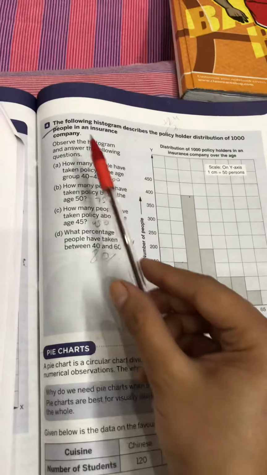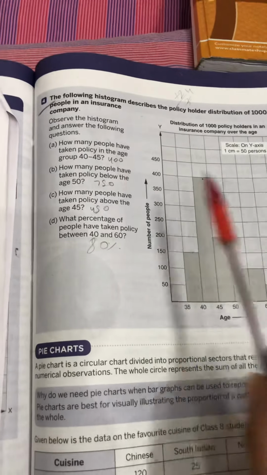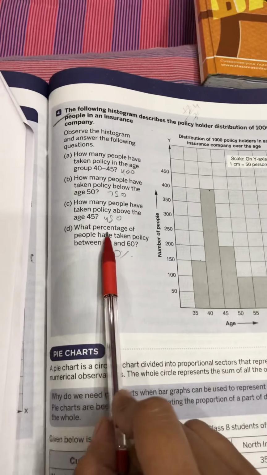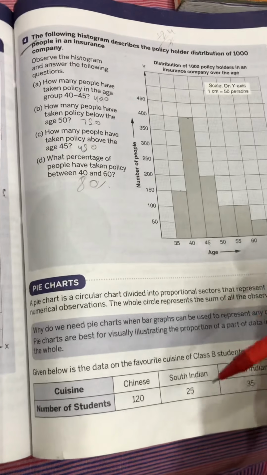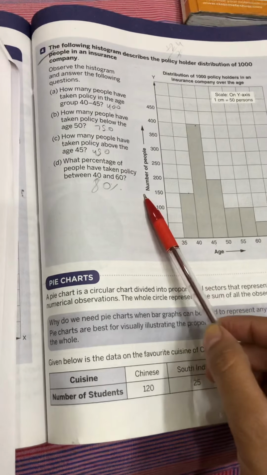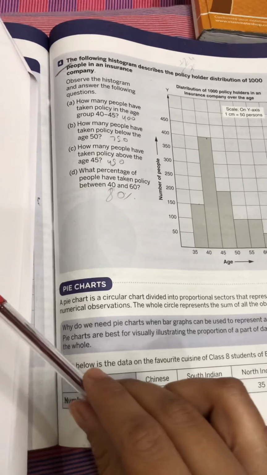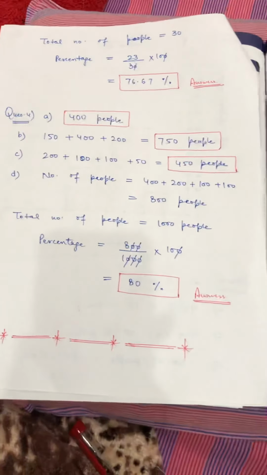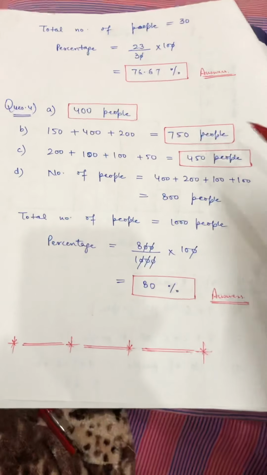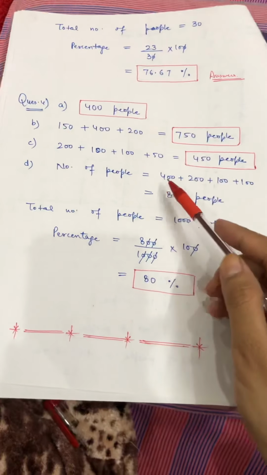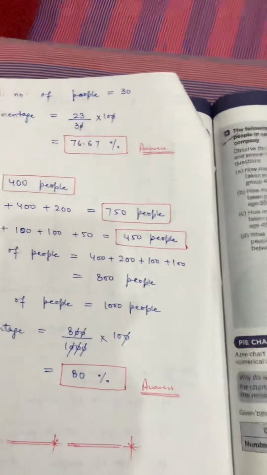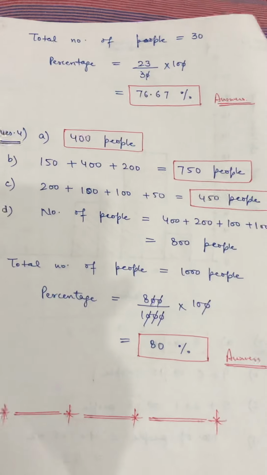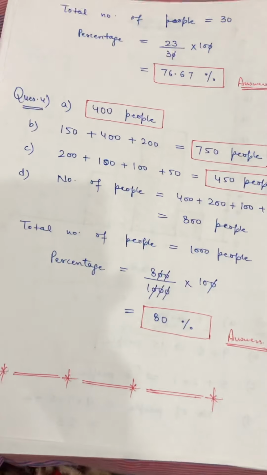In this way, there is one more question, question 4. A histogram is given and they have asked some questions. I have solved this question, but you have to do it once by yourself. Read it very carefully. It is absolutely the same as question 3. All the parts, A, B, C and D, are absolutely the same as in the 3rd question. So do your work very sincerely and carefully in your fair notebooks.